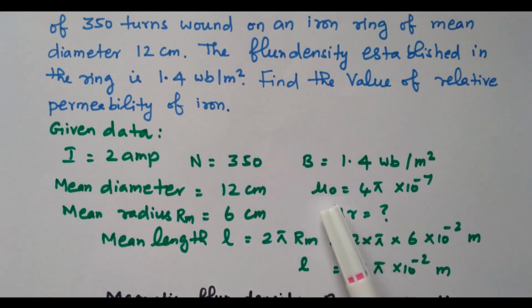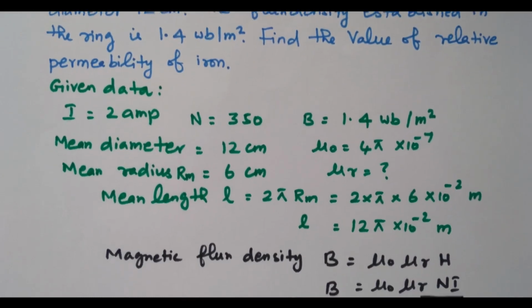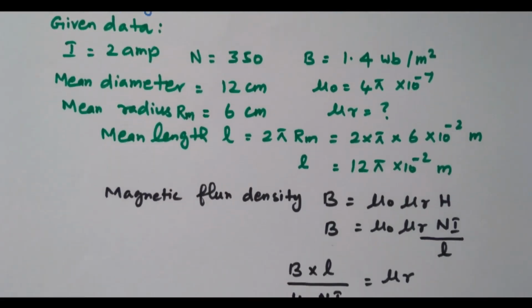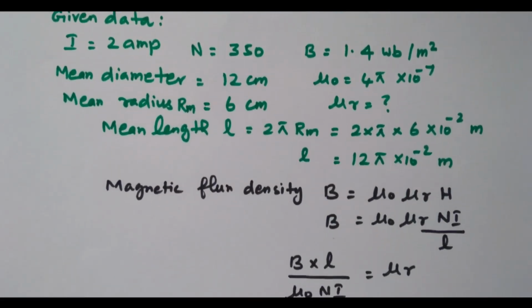And also we have mu naught, it's a constant, the absolute permeability, 4 pi into 10 to the power minus 7. We need to find the relative permeability of the iron. Right. So the length is equal to the circumference. In order to find the relative permeability, first we will go with the magnetic flux density because this value is given. B is available.